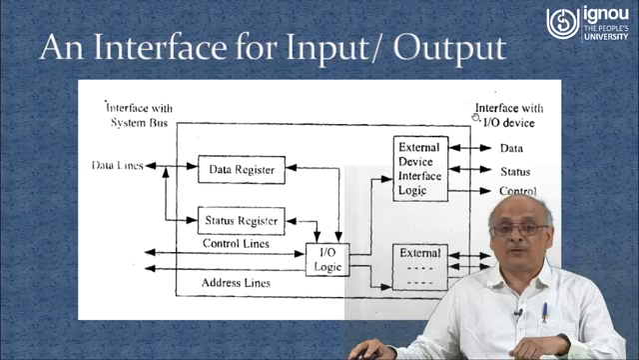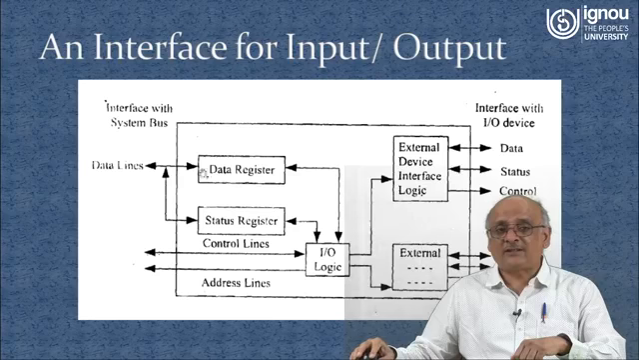Now how is that smoothing going to be possible? The CPU will give some instructions to the interface in the form of control lines or address lines, and from this address line the IO logic will determine which external device it is referring to. Suppose it is a printer. The printer is going to be very, very slow. Suppose it is a keyboard. A keyboard is also a very slow device. So it will communicate with the keyboard.